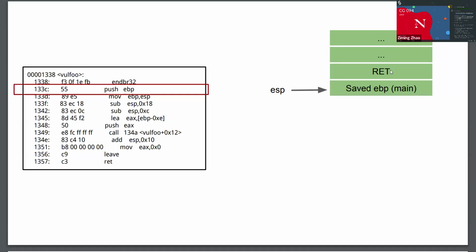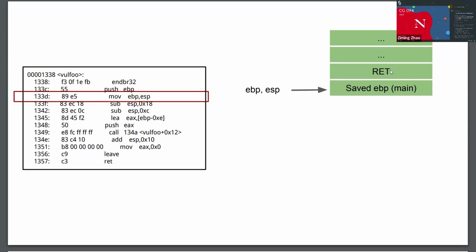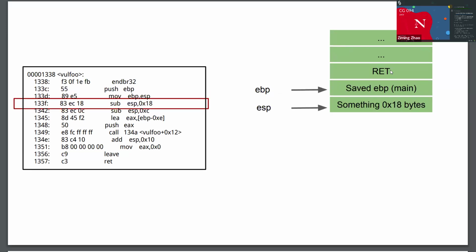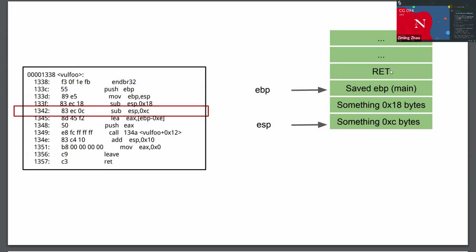So the real first instruction is push EBP. So we have the saved EBP, which is the main function's EBP. Then we move ESP to EBP. Both of them point to that. Then in this case, we save 24 bytes. We subtract again.